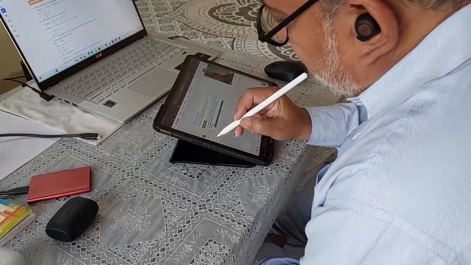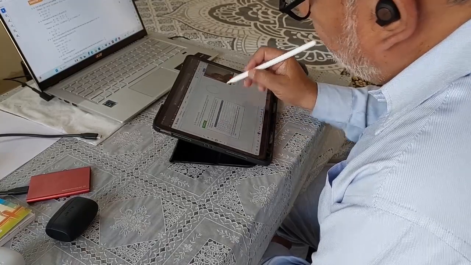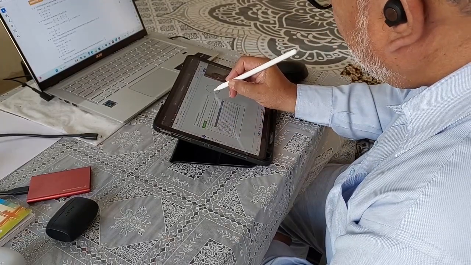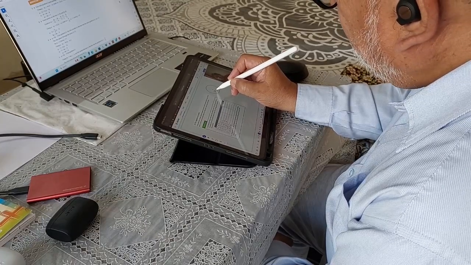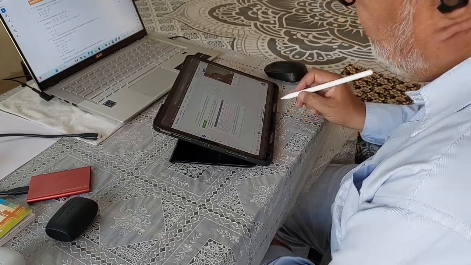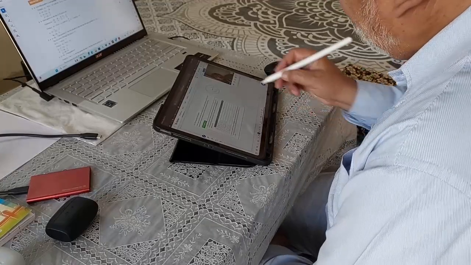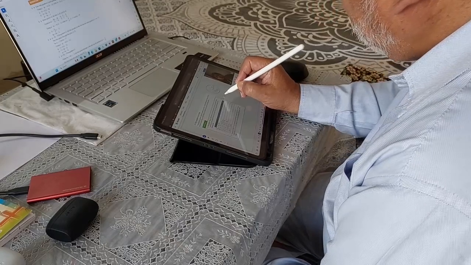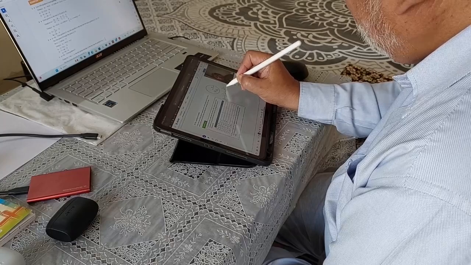Equation of a circle. As I already told you, equation of circle requires two pieces of information. What are the two? The center of the circle, which can be h and k or a and b, and the length of the radius. If you have these two, you can find the equation of the circle. Now, the actual equation of circle is x minus h whole square plus y minus k whole square is equal to r square, right?